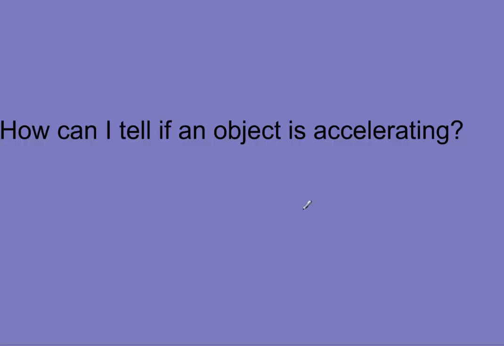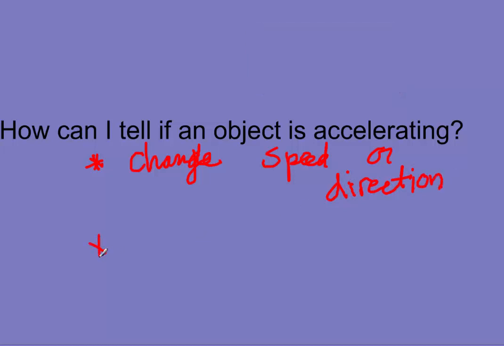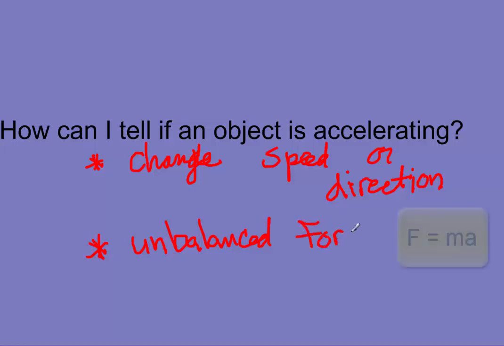How can you tell if an object is accelerating? You might be asked this on a test. One, like we just said, if there's a change in speed or direction, we know that the object must be accelerating. We also know from Newton's laws that if there's an unbalanced force being applied to the object, it is accelerating. And the third way to tell if an object is accelerating is to look at a graph.